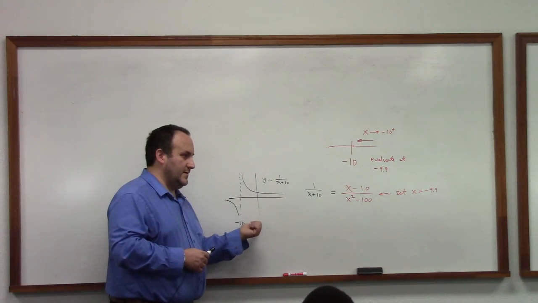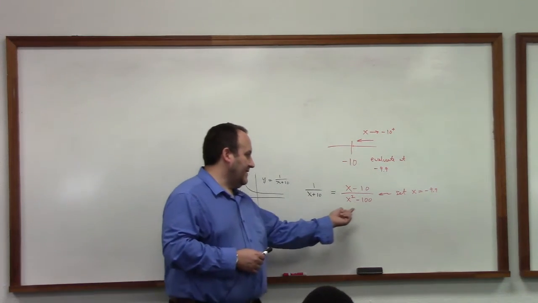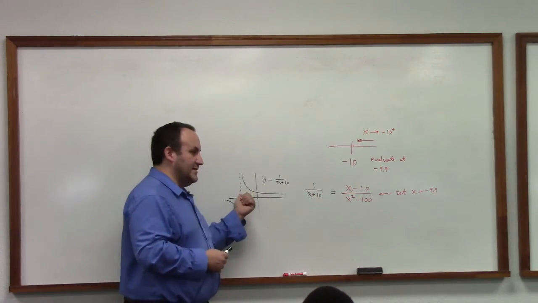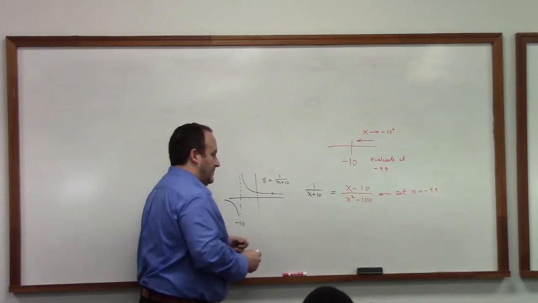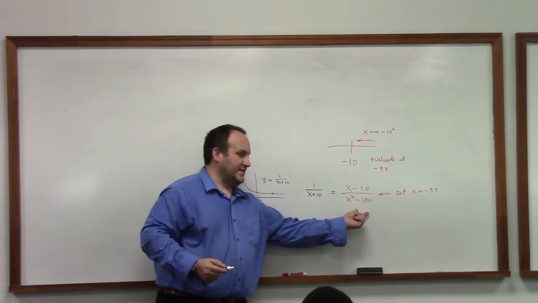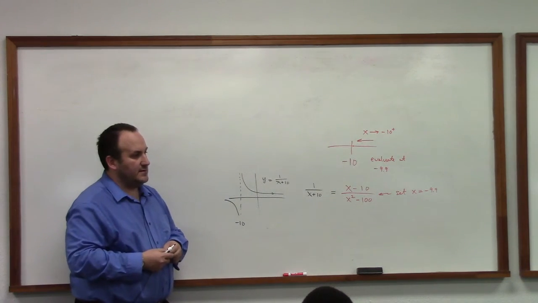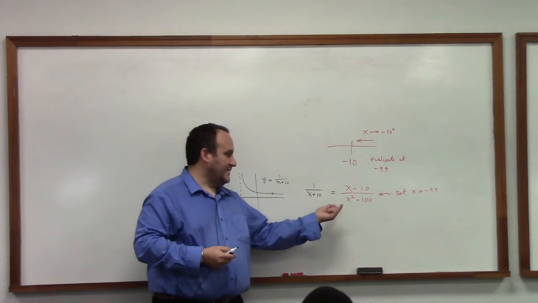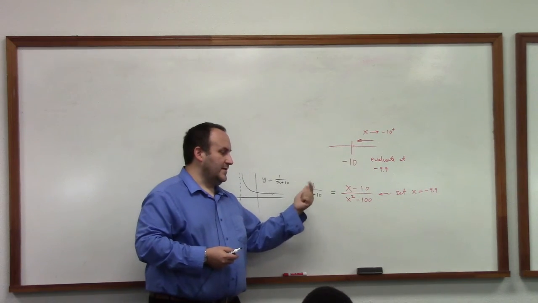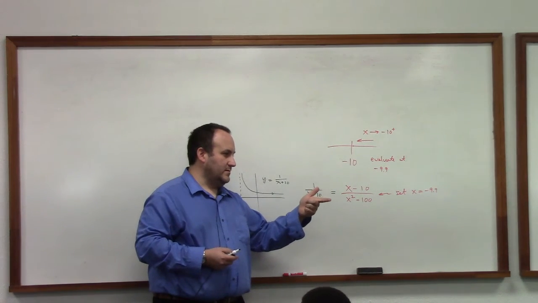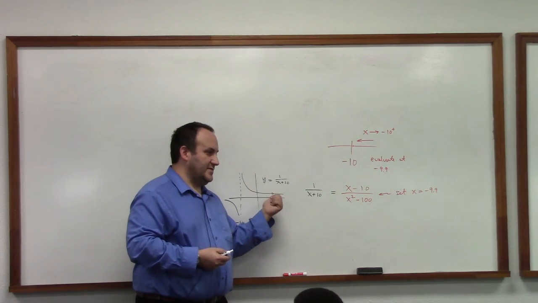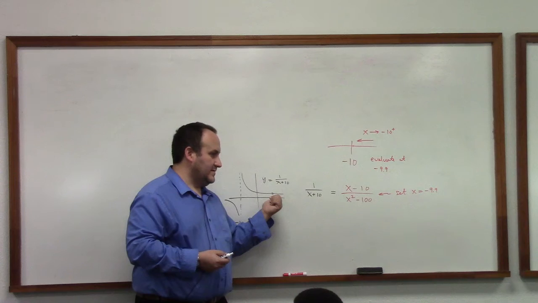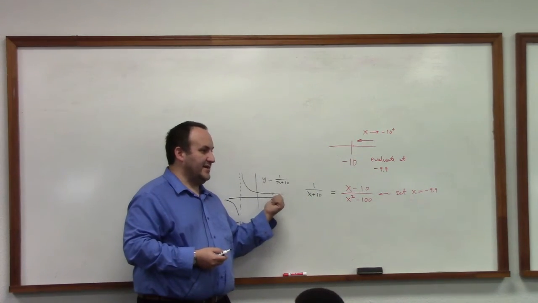The graph of this is this with a hole in it at 10. There's a hole in the graph of y equals x minus 10 over x squared minus 100. And you know where that hole is. You figured it out in problem 21, because the limit as x goes to 10 was 1 over 20. So that hole in the graph is at 10 comma 1 over 20.